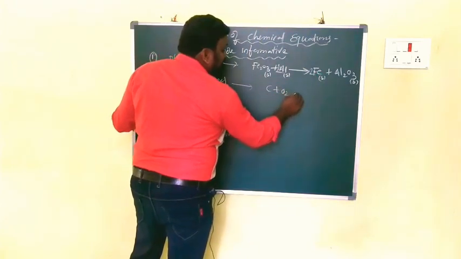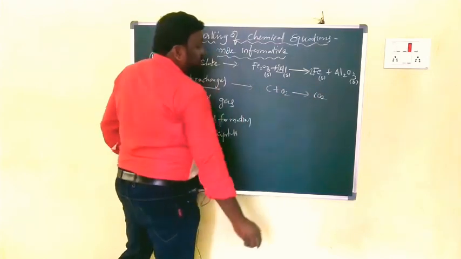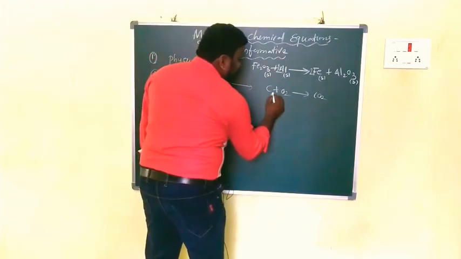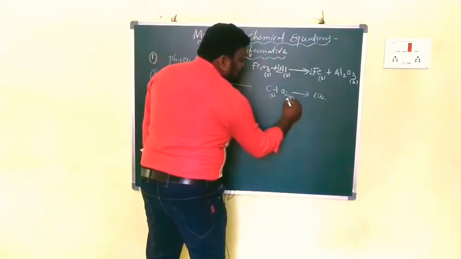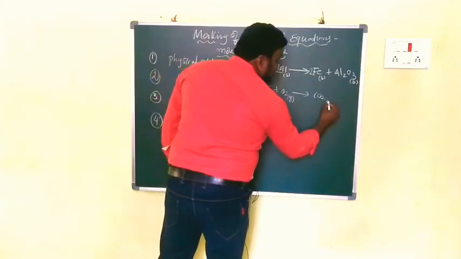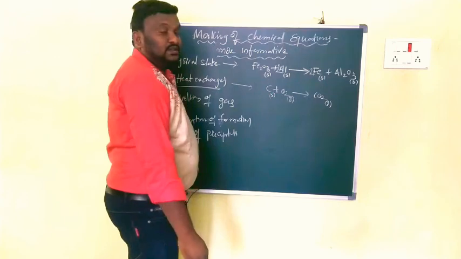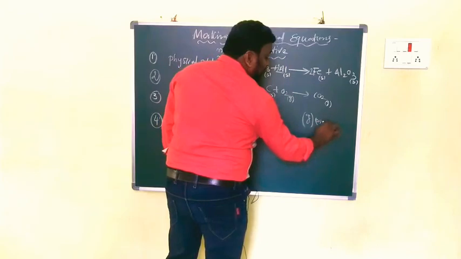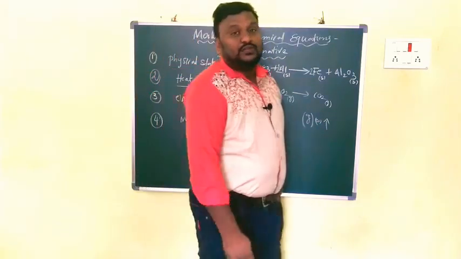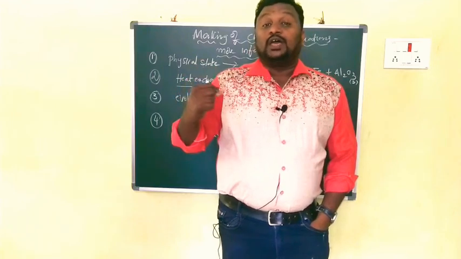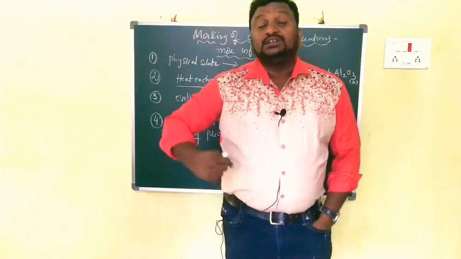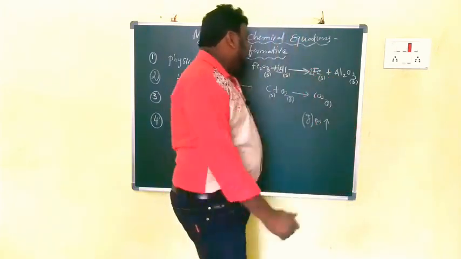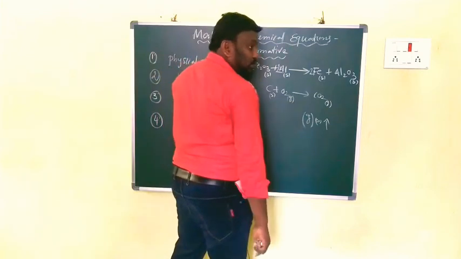C plus O2 gives rise to CO2. Here I am writing C as solid, and oxygen is in the state of gas, that's why I am writing G, and CO2 is also G, gas. Don't forget, if you write G or an upward arrow as the subscript for any compound, that means it is a gas. Clear, children?